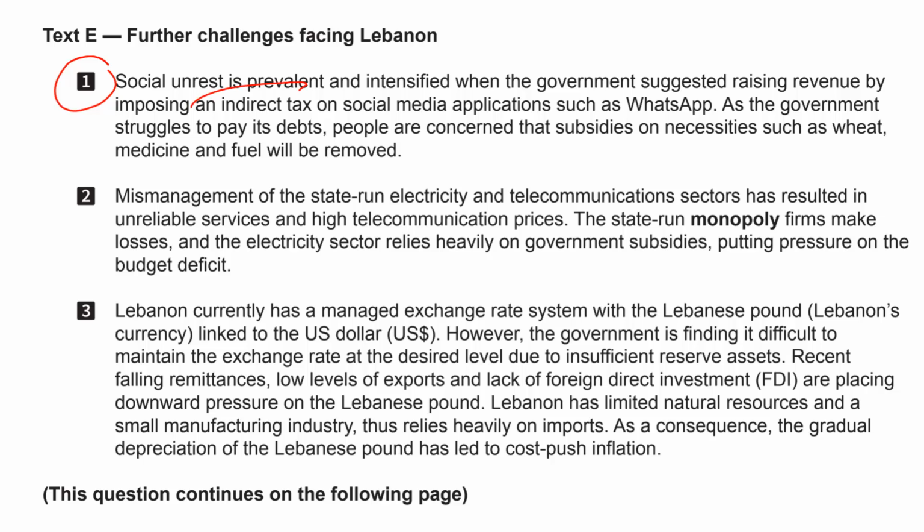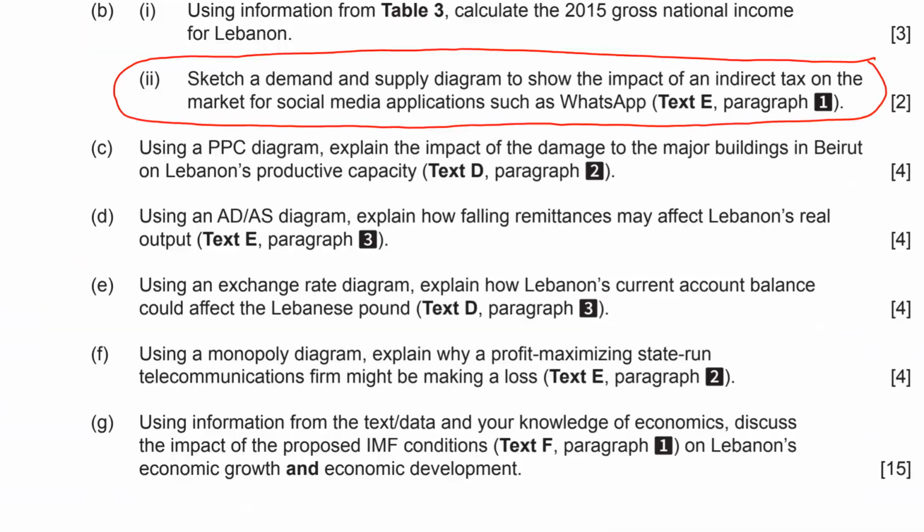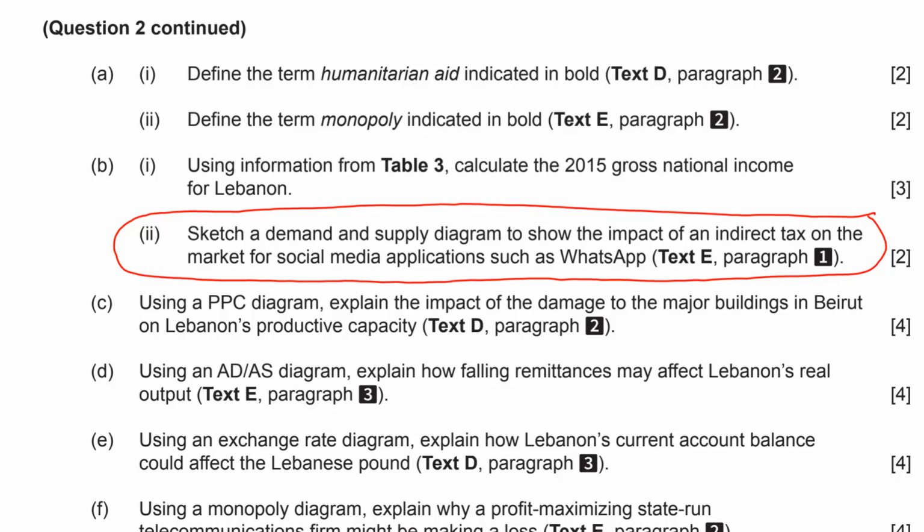As the government, keywords are indirect tax. As the government struggles to pay its debts, people are concerned that subsidies on necessities such as wheat, medicine, and fuel will be removed. Okay, so what do we have to do again? Right, so we're going to sketch a supply and demand diagram to show the impact of this indirect tax. All right, let's get it done.